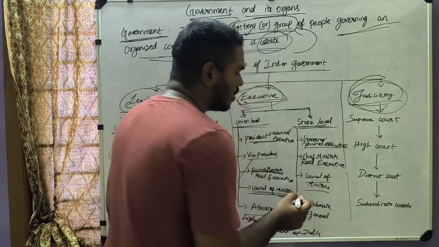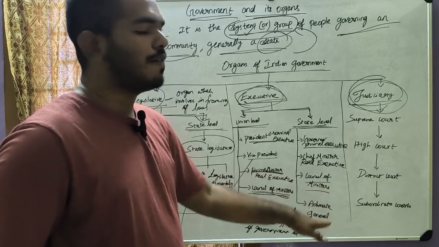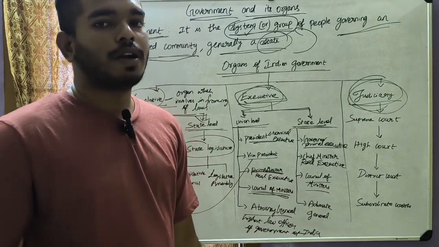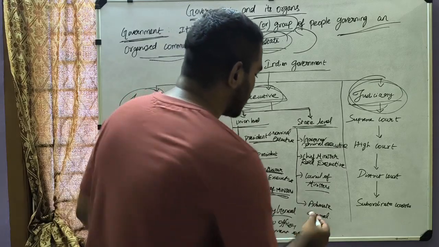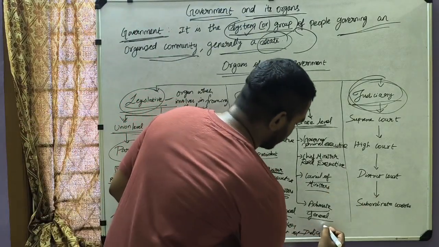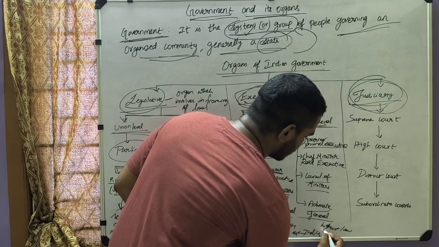Next one is the council of ministers. As already said at the union level, the state level also consists of a council of ministers who head various departments of the state government. Next one is the advocate general. The advocate general is the highest law officer of a state.